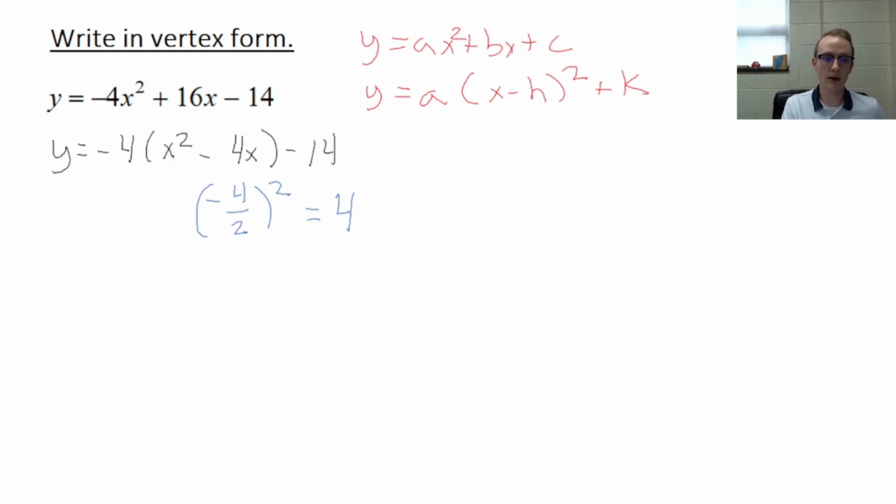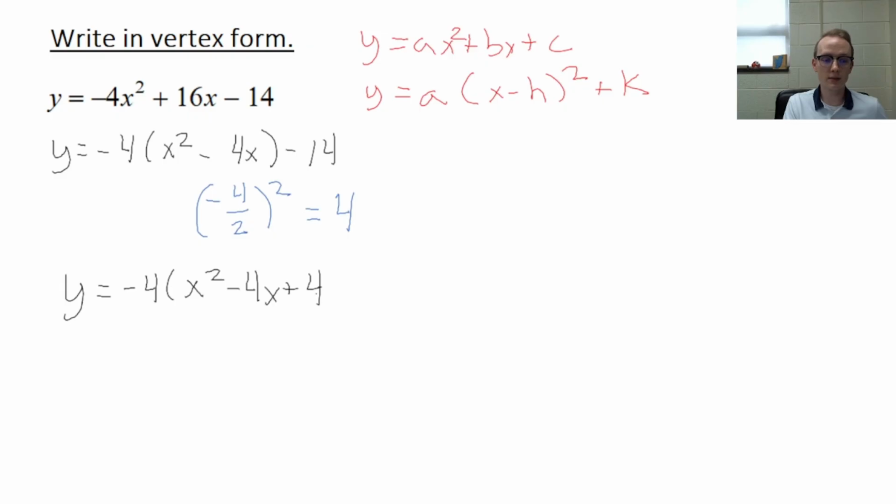We have to add and subtract because we can't just be adding things to our equation willy-nilly, because it would make the value of this thing different. Whatever we're doing to our equation, we need to make sure that it's equivalent to what we're starting with. If we just add 4, that's not going to be the case. So we're now going to have y equals negative 4 times parentheses x squared minus 4x plus 4.